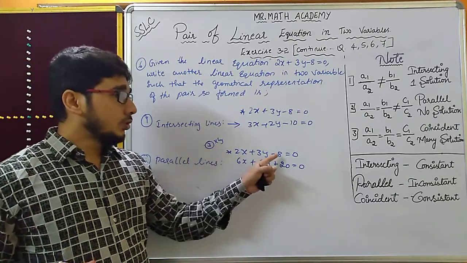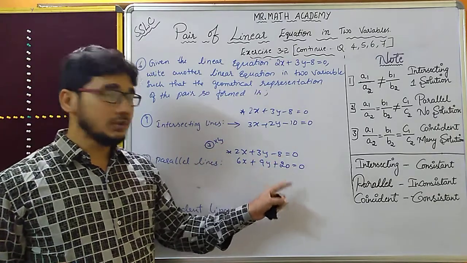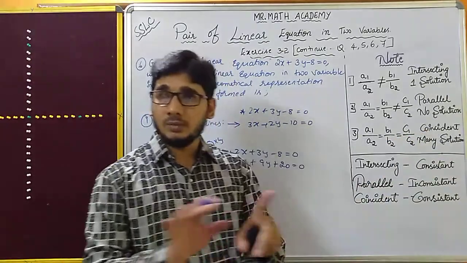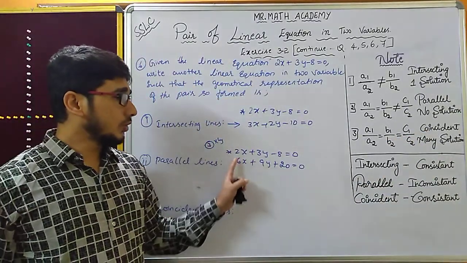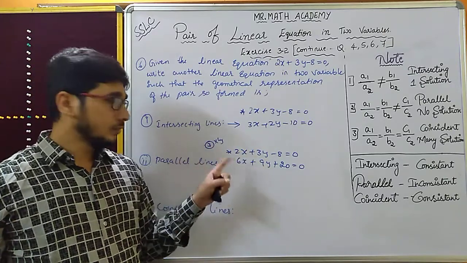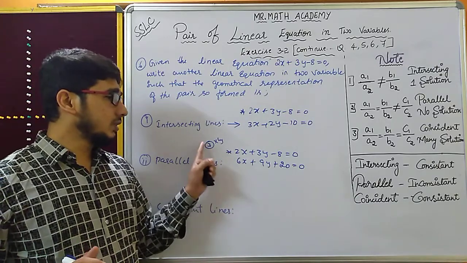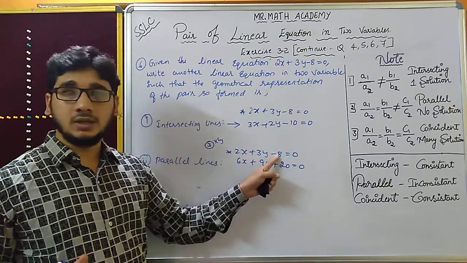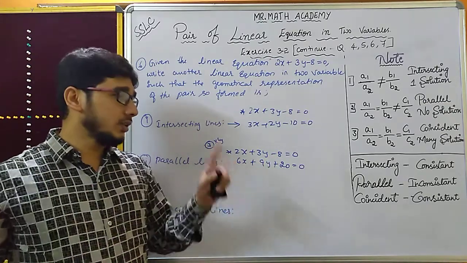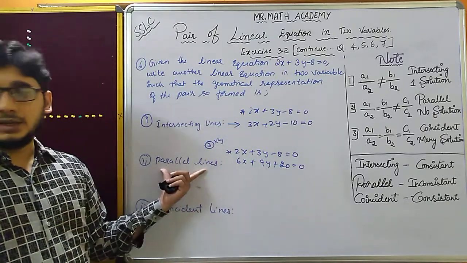See that it should not be 24. Because 3 8s are 24, and then everything will become equal. If all are equal, it will become coincident, not parallel. So for the first two to be equal, take any one number and multiply both. I took 3, you can take 4 also. 3 2s are 6, 3 3s are 9, and this number 8, 3 8s are 24. Leaving 24, you write any other number. I have written 20. So this will become a parallel line.